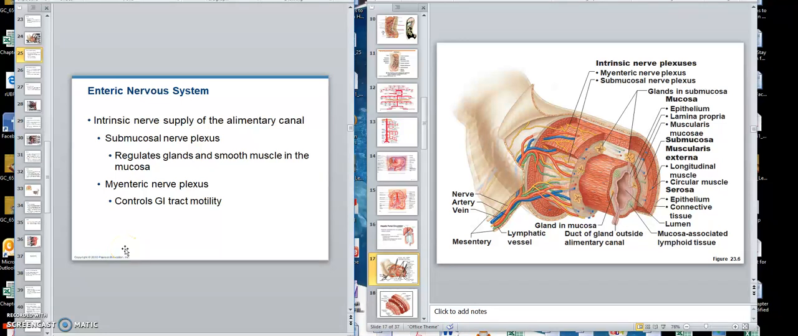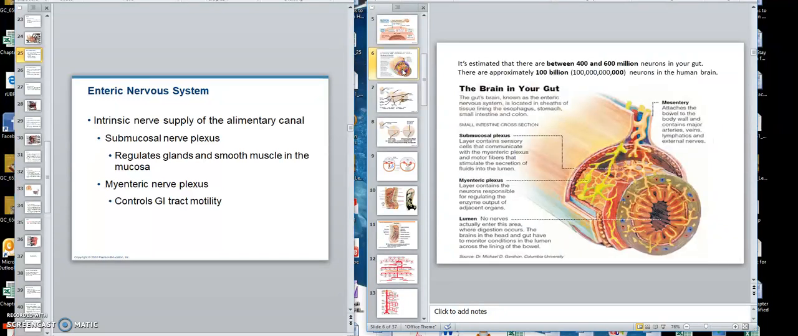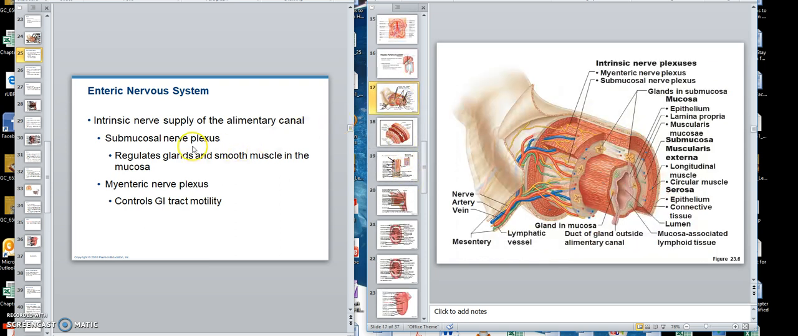Okay, class, we're back. We're looking now at the enteric nervous system, the nervous system within the GI tract. Remember what we said earlier about that nervous system. What did we say? We said that there are 400 to 600 million neurons in the gut. So it has a very extensive nervous system. The submucosal plexus in the submucosa regulates glands and mucin in the mucosa. So the submucosal plexus regulates the mucosa.